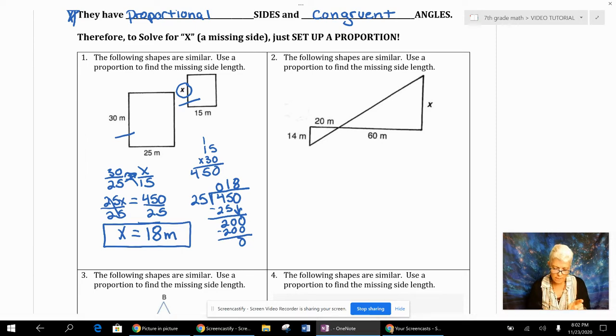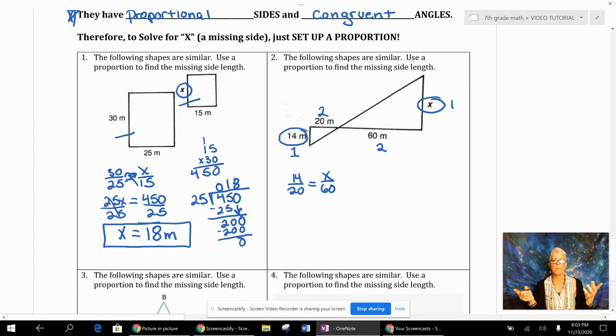So I'm going to look and say, let's see, what goes with the 14? It's got to be the X because they're both on the outside. So let's call this number 1, which means this is number 2. Then the X is number 1 and this is number 2. That might help you in setting it up because we don't want to screw it up. So let's do the 1 over the 2. So 14 over 20, and then X over 60. If I hadn't matched that up in my head, I probably would have screwed it up.